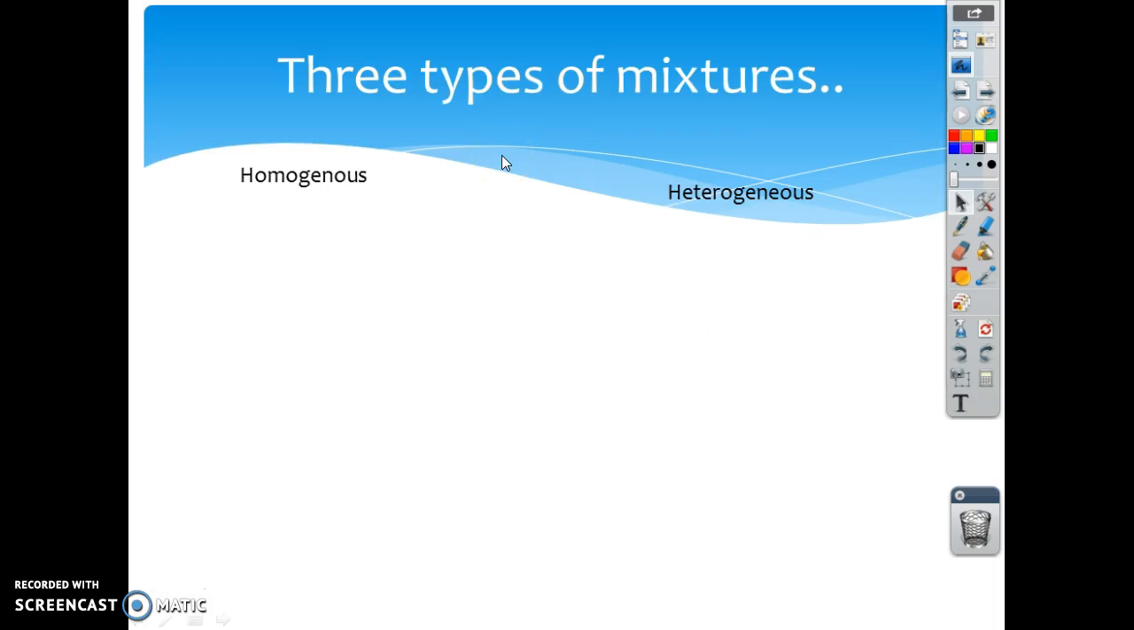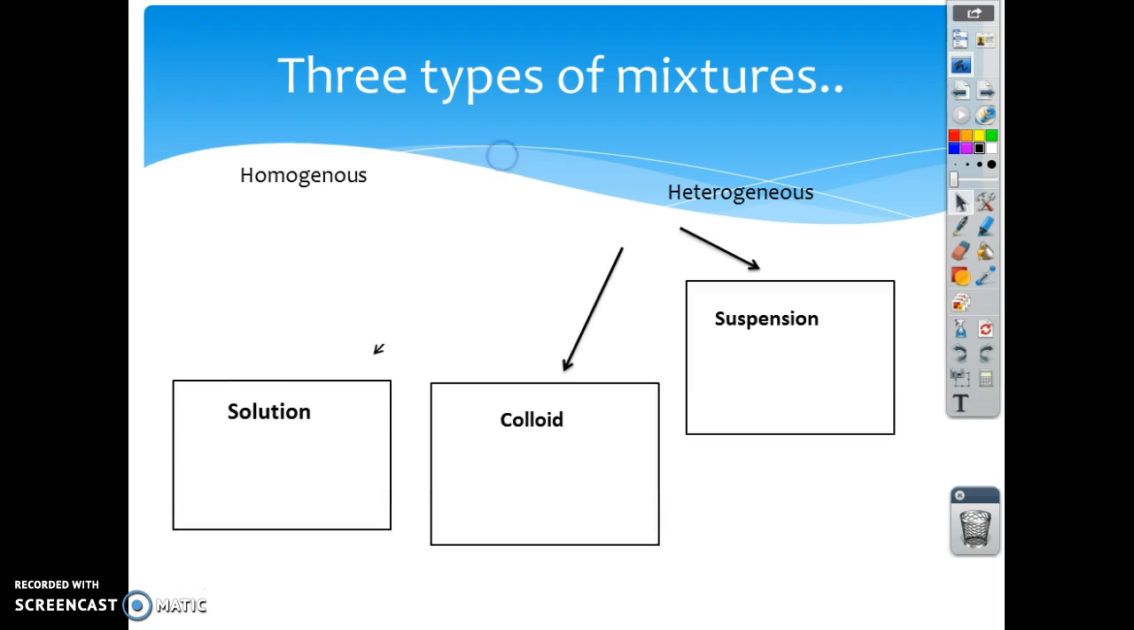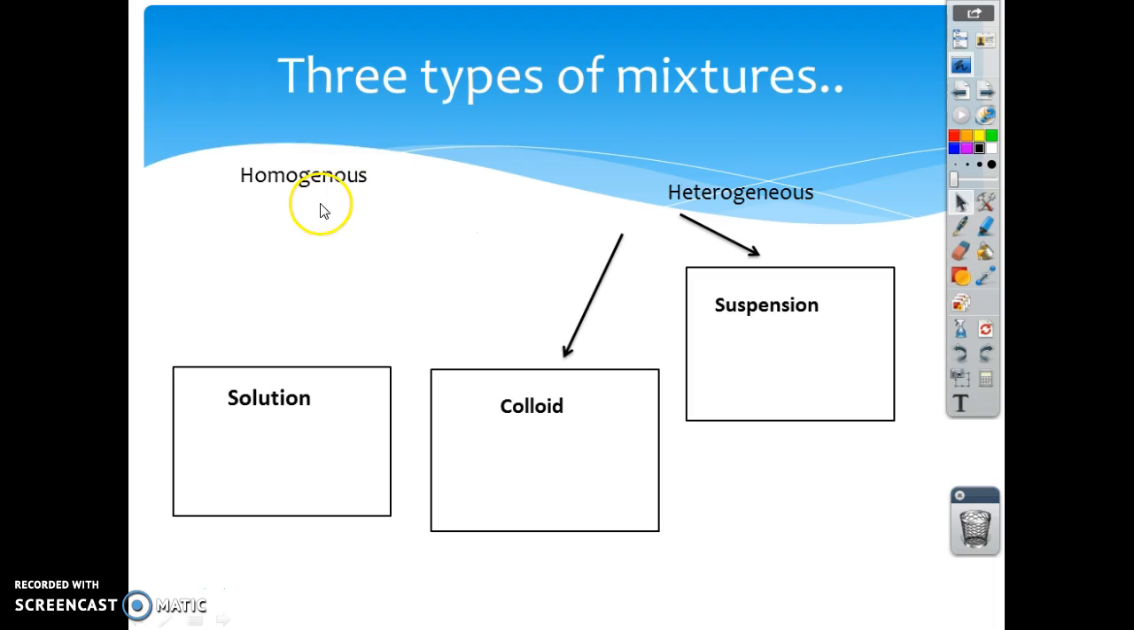So underneath homogeneous and heterogeneous, I have some other forms of mixtures. First of all, I have a solution. Solution falls under homogeneous. My arrow just disappeared here. And then in my heterogeneous, I have suspensions and colloids.